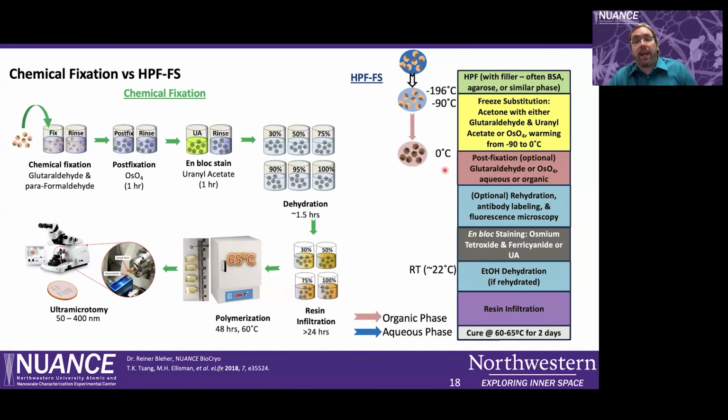If you just want to get a decent amount of metal loading and get your sample ready to go as quick as possible, you can do all organic phase en bloc staining and go straight to resin infiltration. If you want to do a little bit more heavy en bloc staining, or if you want to do antibody labeling and then fluorescence microscopy, you're going to have to switch back to aqueous phase prior to doing your dehydration.